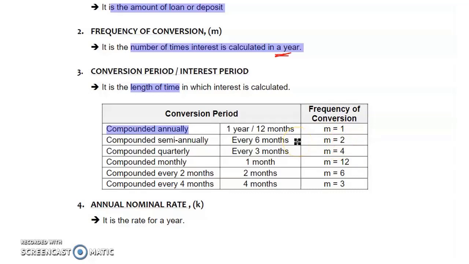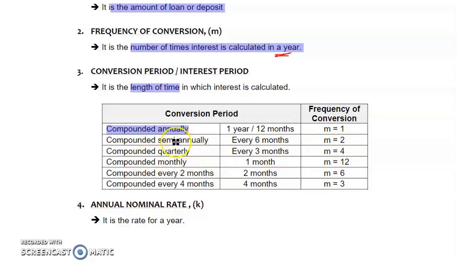For example, January to June, 6 months, so you calculate interest. That is the first time interest is calculated. Then you wait from July until December, another 6 months, and calculate interest again. Within 1 year, January to December, how many times do we calculate interest? 2 times. If compounded semi-annually, the period is every 6 months, the frequency is 2, and value M equals 2.